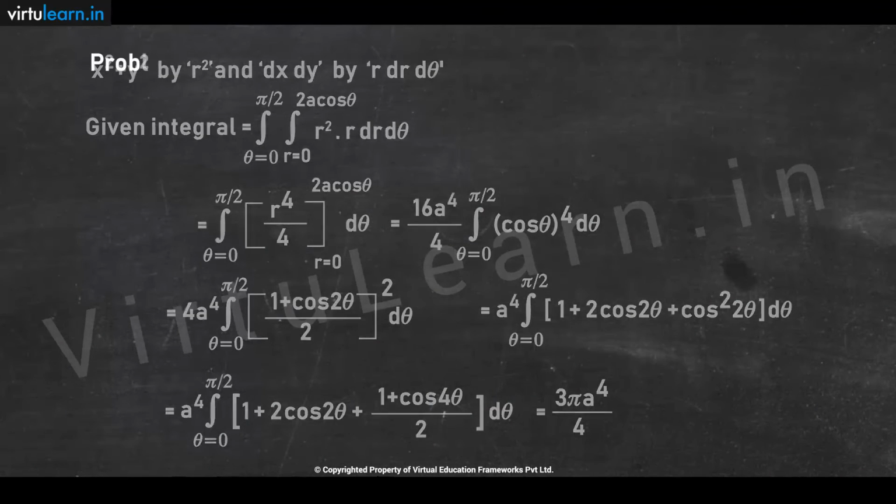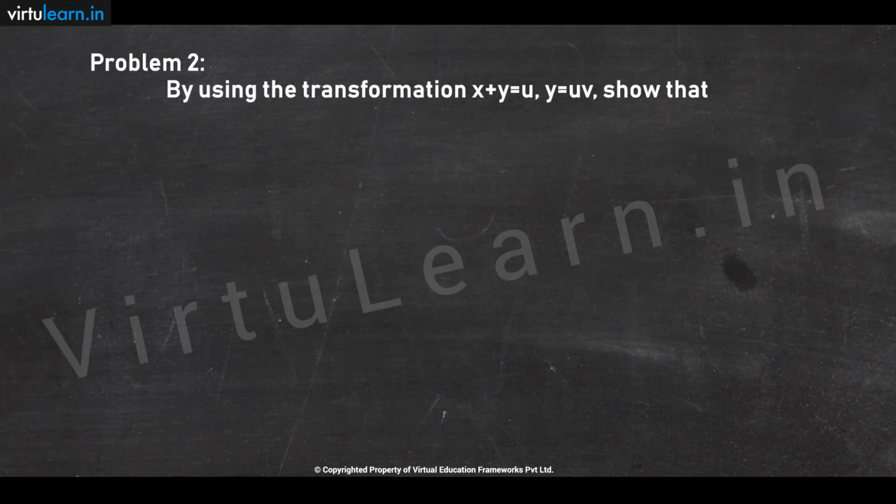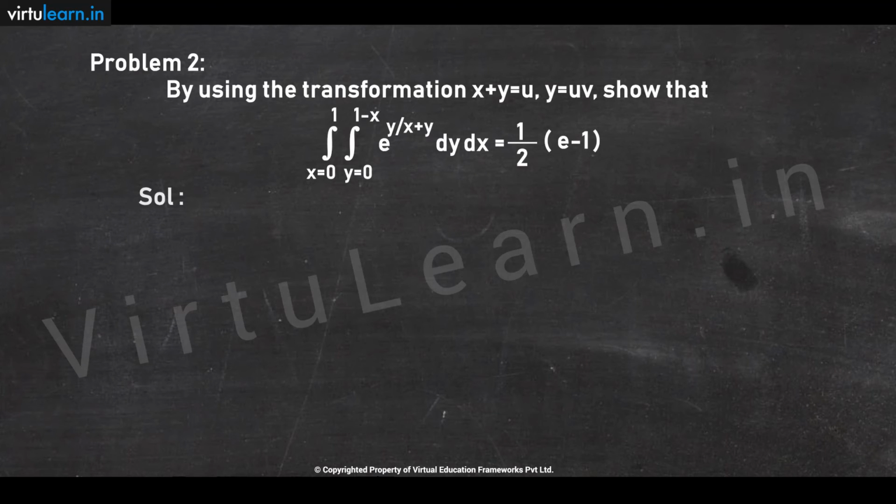Let's discuss another problem. By using the transformation x plus y is equal to u, y is equal to uv, show that integral x is equal to 0 to 1, y is equal to 0 to 1 minus x, e power y by x plus y dy dx is equal to half of e minus 1. Here, two new variables u and v are given.